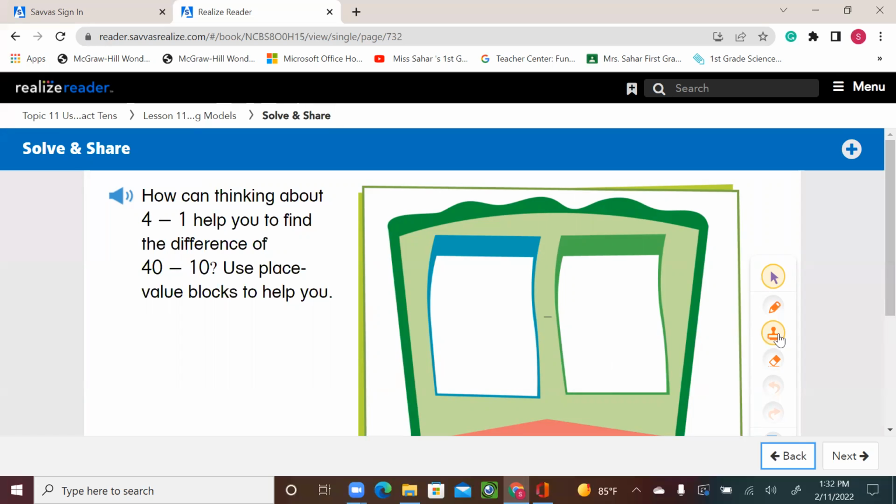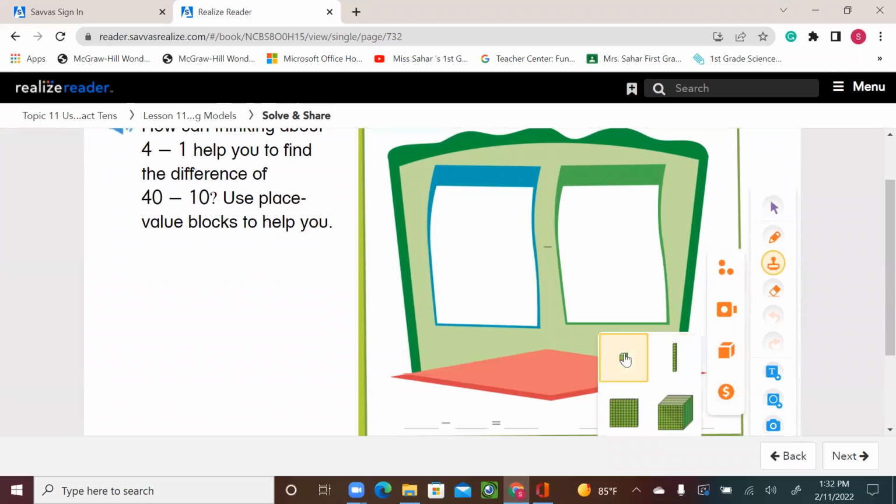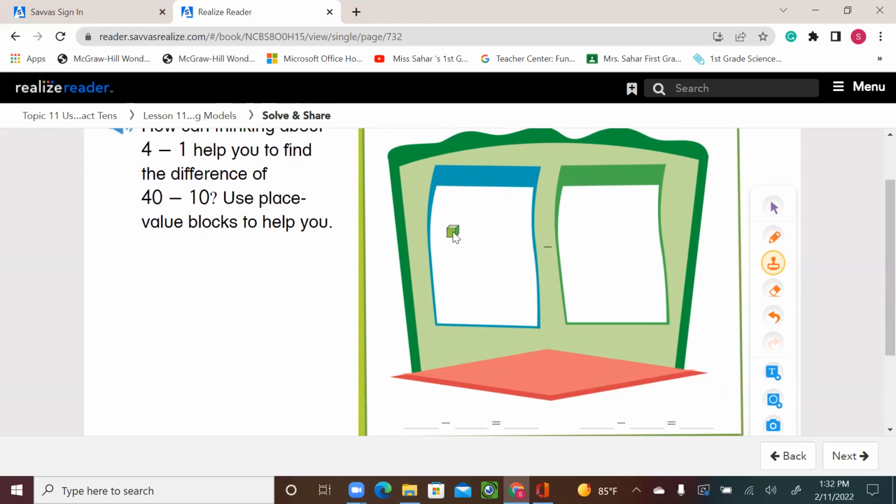So let's use first the ones. So 1, 2, 3, 4, and then take away 1. So I'm taking away 1. Let's write this down. 4 minus or take away 1 equals 3. Let's put this down. Now I'm using the tens.